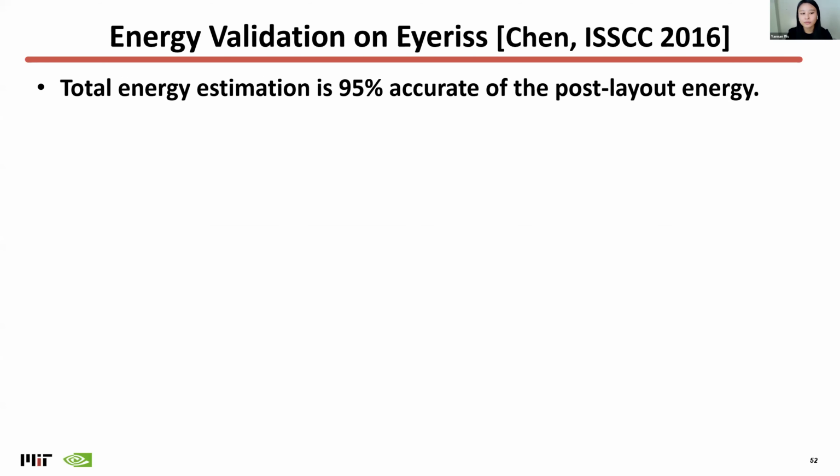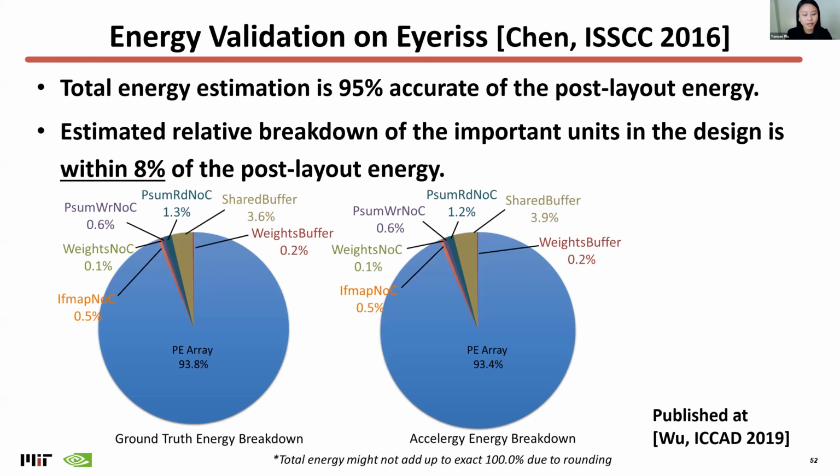So as we have mentioned, we have achieved 95% accuracy in terms of total energy estimation compared to post-layout energy. And here we're showing the relative energy breakdown of the various components or important units in the design. As you can see, the PE array is the most energy consuming part, as we are performing most of our computations inside the PE array, to elaborate, both the local data reuse and the MAC optimization. And we also have the networks and global buffers. As shown in these figures, Accelergy is able to capture relatively accurately the energy breakdown across these components.